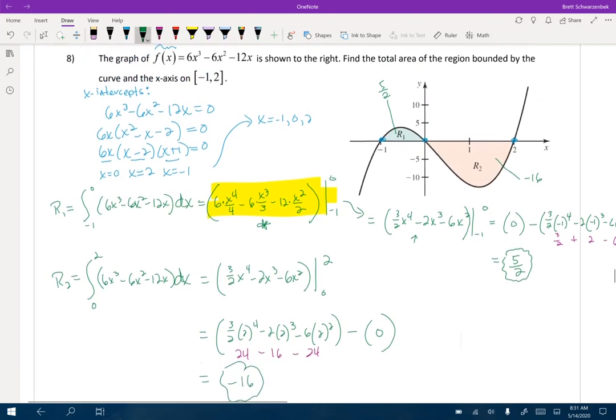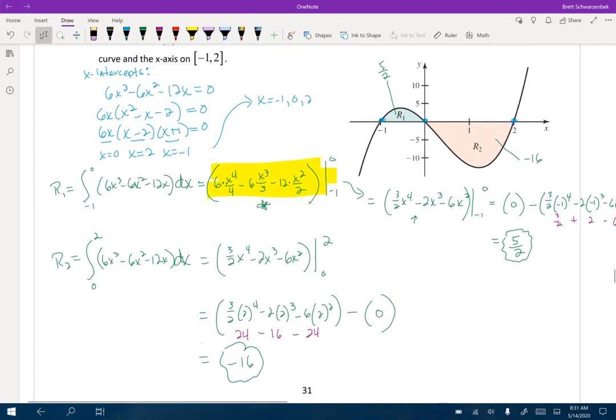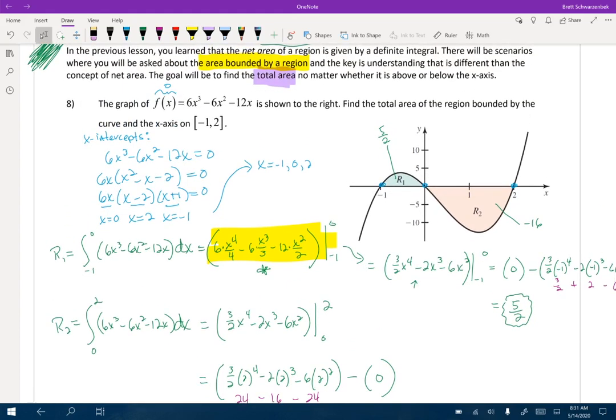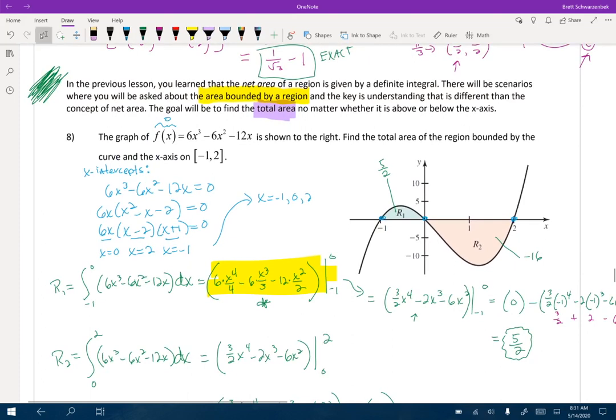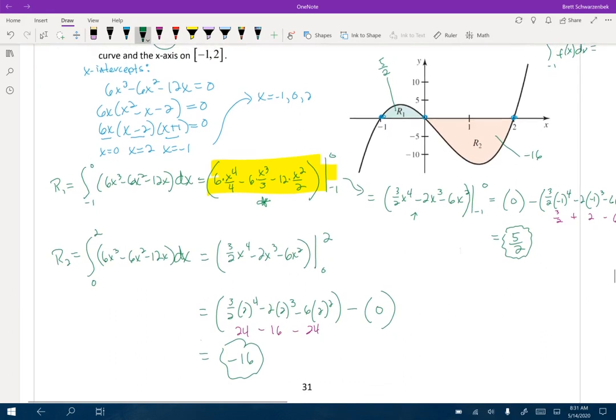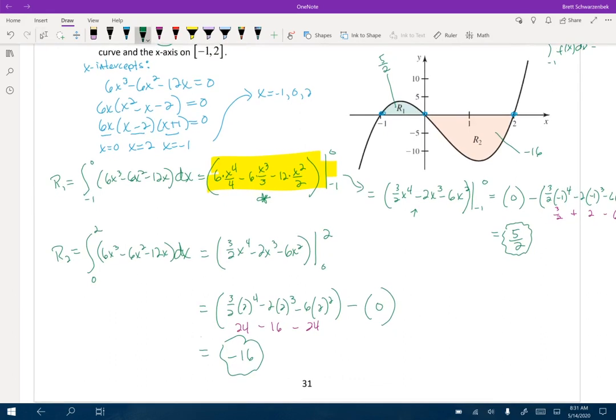Now, we're just going to do an aside here. If we wanted to find the integral from -1 to 2 of our function, I'm not going to write it out. Remember, this is the function here. If we wanted to do that right now, then the net area would literally just be 5/2 plus -16. Done. That's the net area. But that's not what we want.